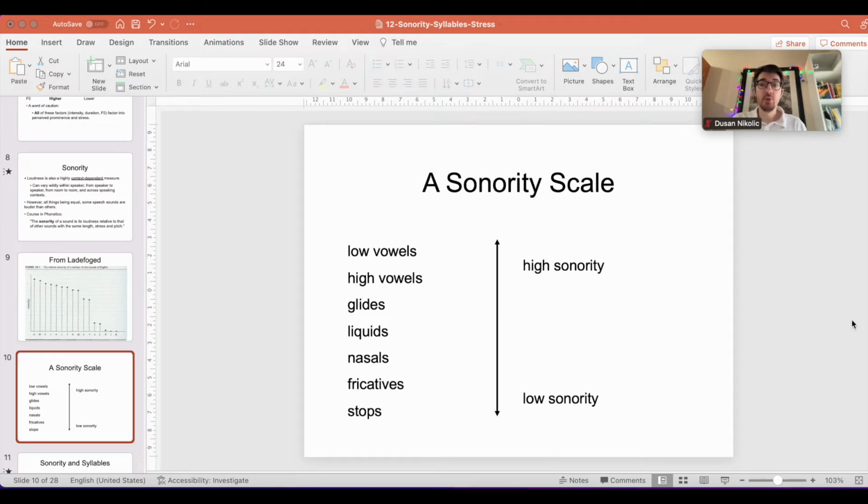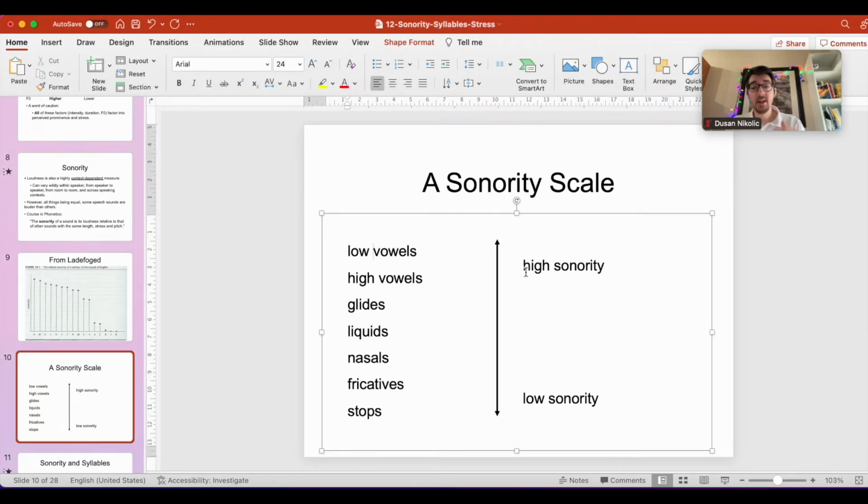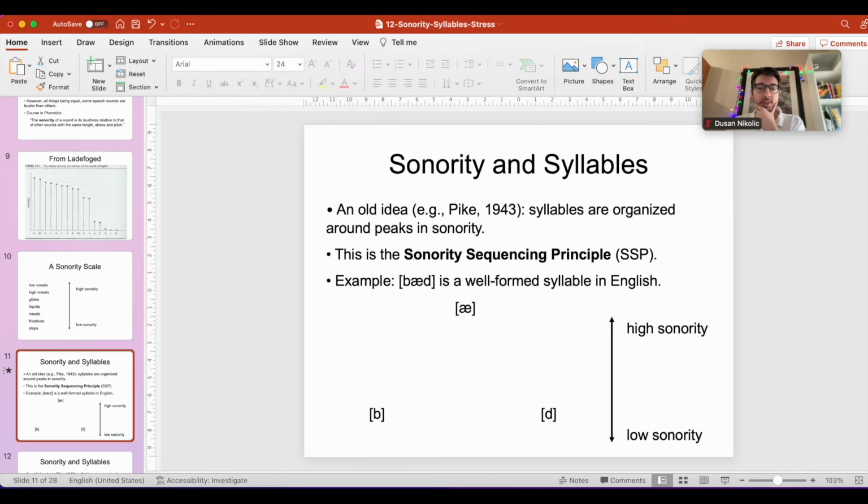So we come to the sonority scale. A sonority scale shows that low vowels are the most sonorous. They have high sonority. High vowels are a bit less sonorous than low vowels, followed by glides, liquids, nasals, fricatives, and stops, which are the least sonorous of all speech sounds. And this is sonority operationalized if we want to figure out what's going on phonologically. Let me show you why, and how it relates to syllables.